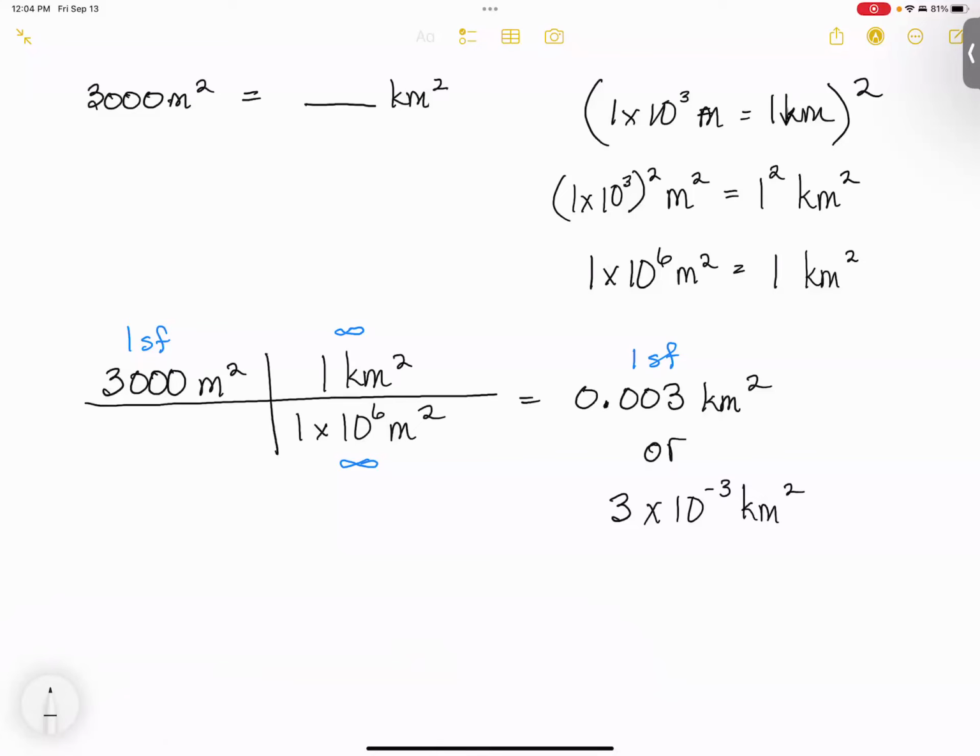How do we find 1 times 10 to the 3rd power for meters? Because I can't find meters. You look for kilometers. Look for the kilometer in the metric prefix conversion. So, okay, that's because we're going to kilometers. Gotcha.